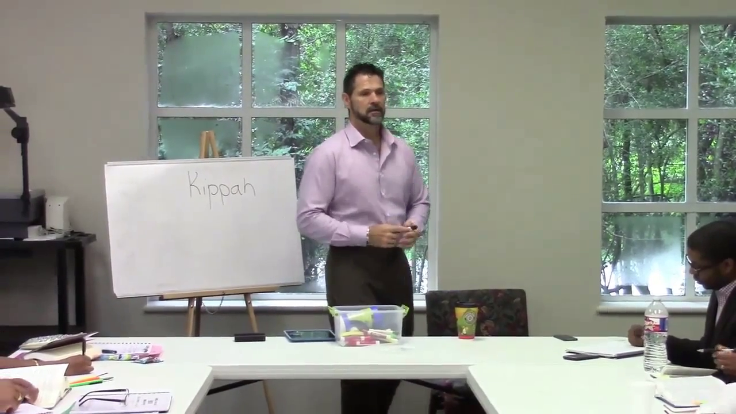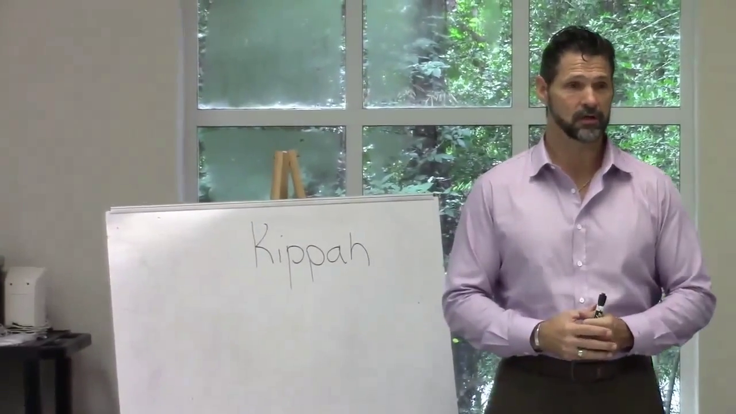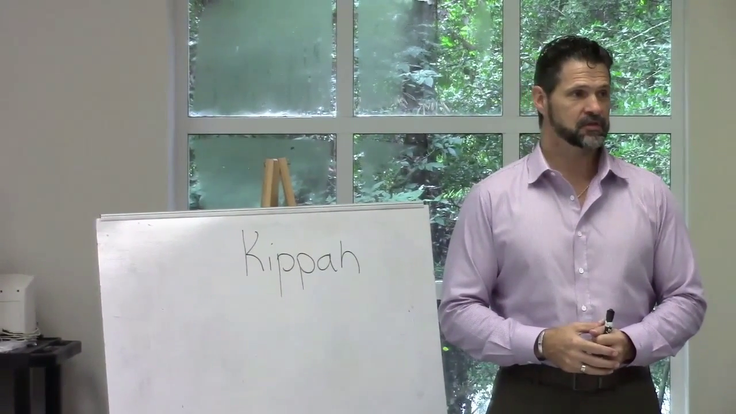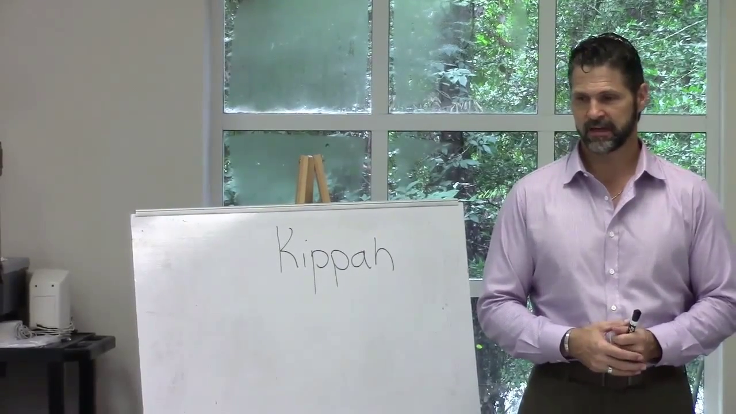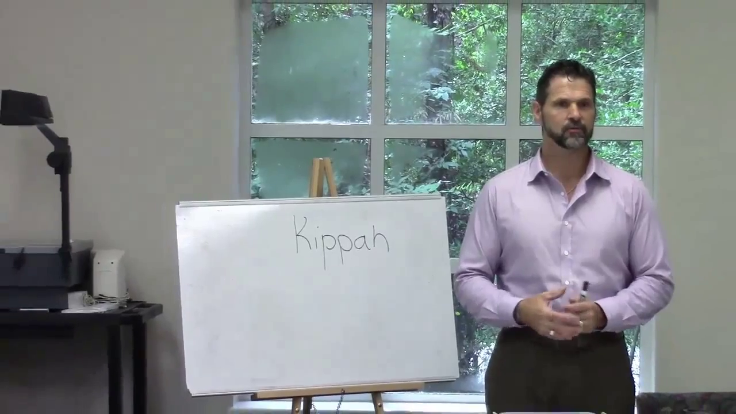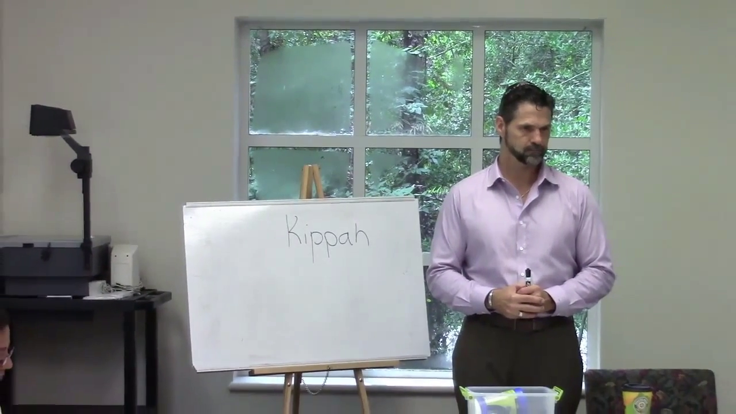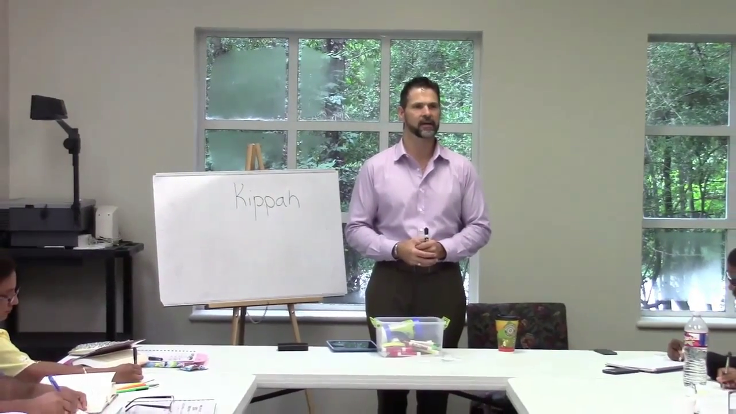Kippa is a word that means cover, and it comes from the root word of Kippur, which is the Day of Atonement, Yom Kippur. So it is a picture of atonement. It's the first reason I wear one. And you will find out that every custom in some way alludes to Messiah. Yeshua is our atonement, right?